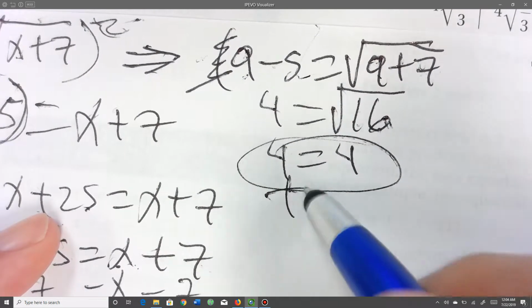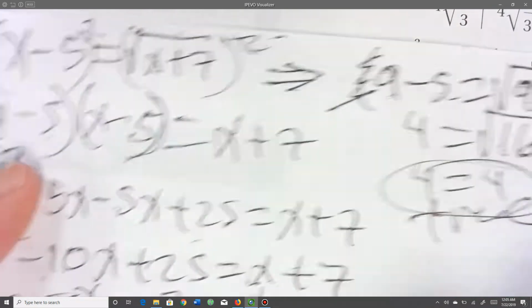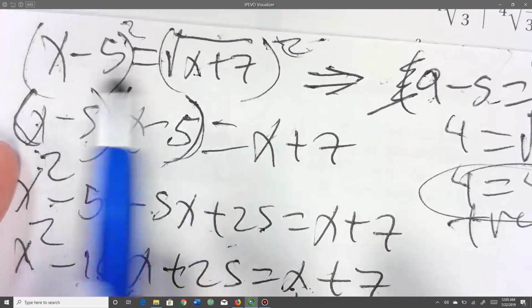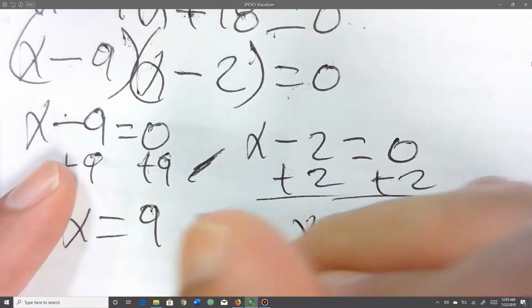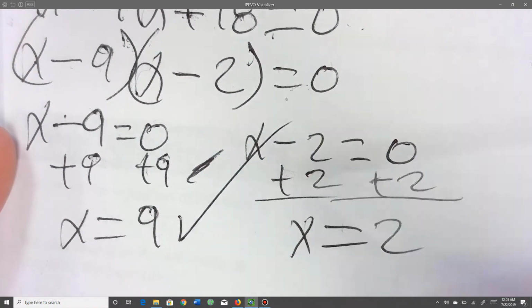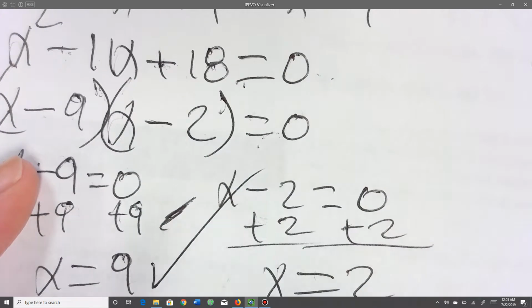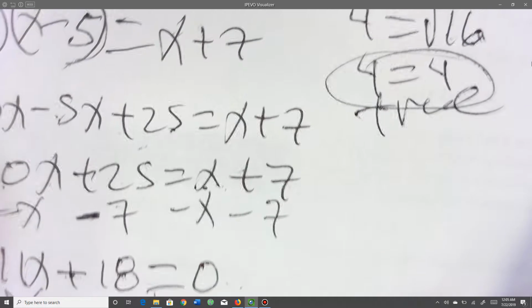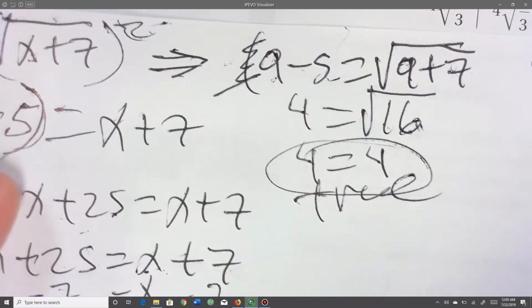And this equation is true. So 9 does make this equation true. Therefore, it is a solution of this equation. So 9 checks. That's what I would do. I would check it. That's one of the answers. What about for when x equals 2?